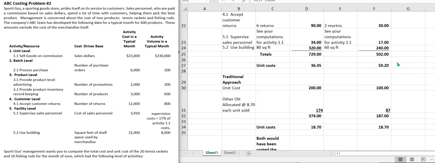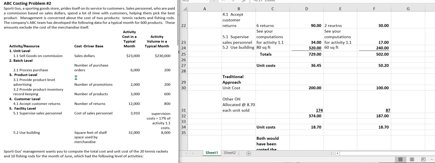Okay, this is the second ABC costing problem, problem number 2. Sporty Gus sporting goods store prides itself on service to customers. Sales personnel are paid on commission to help customers pick the best product, and management is concerned about the cost of tennis rackets and fishing rods. They've got an ABC team that's developed the following data for a typical month for 600 products. These amounts exclude the cost of the merchandise itself.